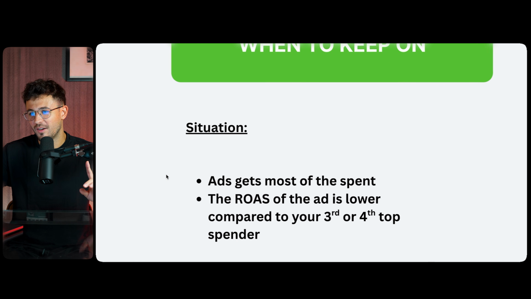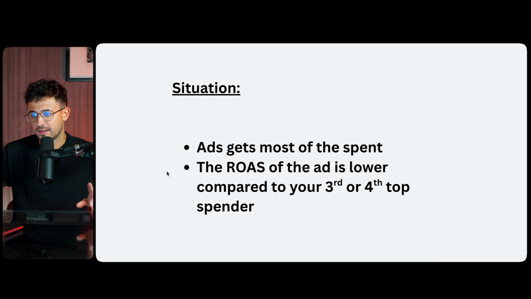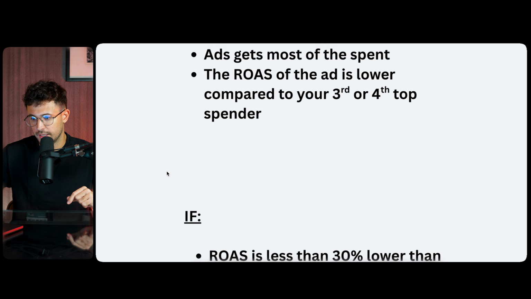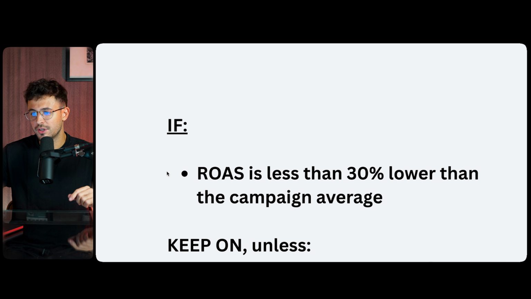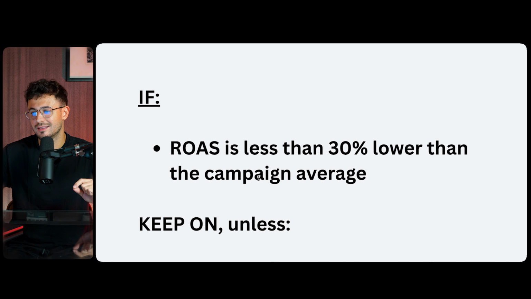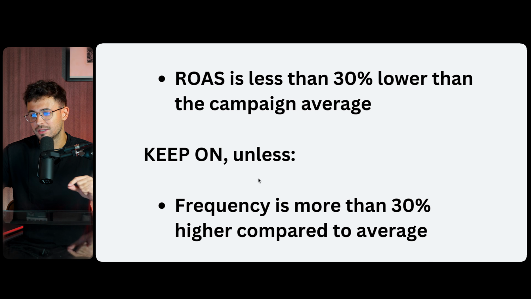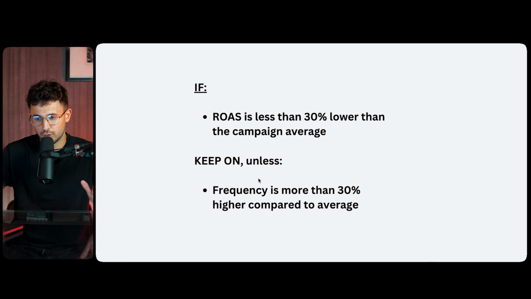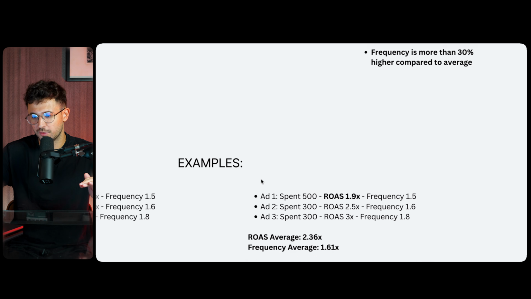And then, when you keep it on, same situation: you have an ad that is getting most of the spend, with probably the lowest ROAS compared to your third and fourth top spender. If the ROAS is less than 30% lower than the campaign average, then you keep it on, unless the frequency is more than 30% higher compared to the average. Let's go to the examples. It's going to be much easier to understand with an example.